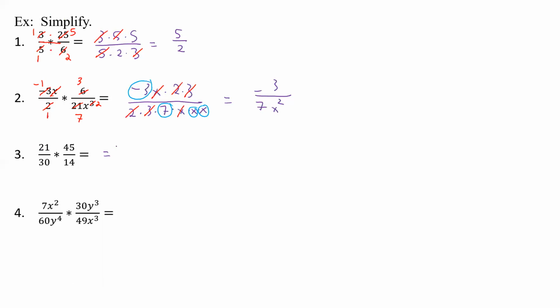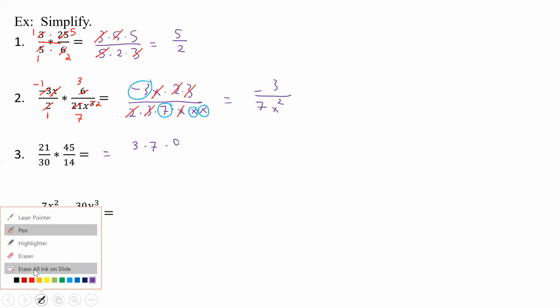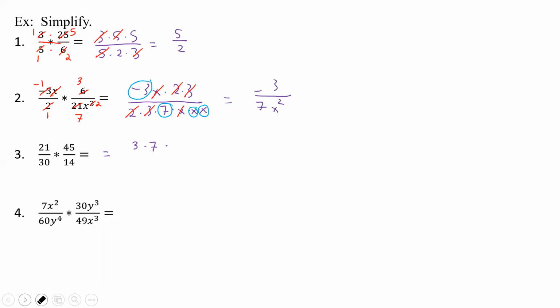Well, 21, well, here we go. That's 3 times 7. And then 45, well, that's 9. Well, but 9 is not a prime number, so we can't just say 9. We better say 3 times 3 times 5. So that's 9 times 5 is 45.